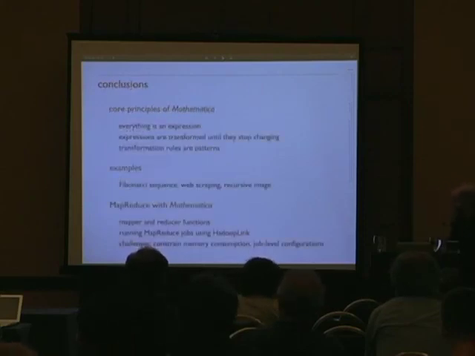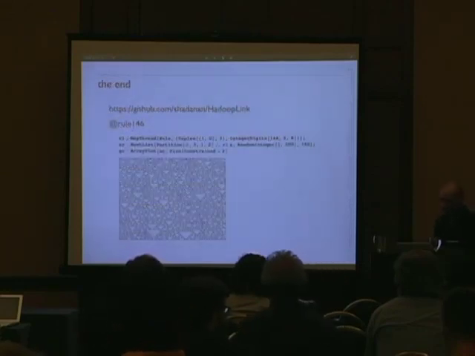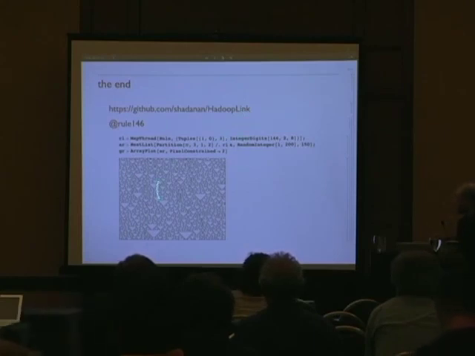That's all I have for you today. I've gone over some core principles of Mathematica. Hopefully these were enlightening. Some examples, and then I talked about MapReduce with Mathematica and what we're dealing with in terms of challenges to scale it up and productize it. And I'll leave you with the link on GitHub for HadoopLink. It's been open sourced. My Twitter handle and a picture of my favorite cellular automaton.